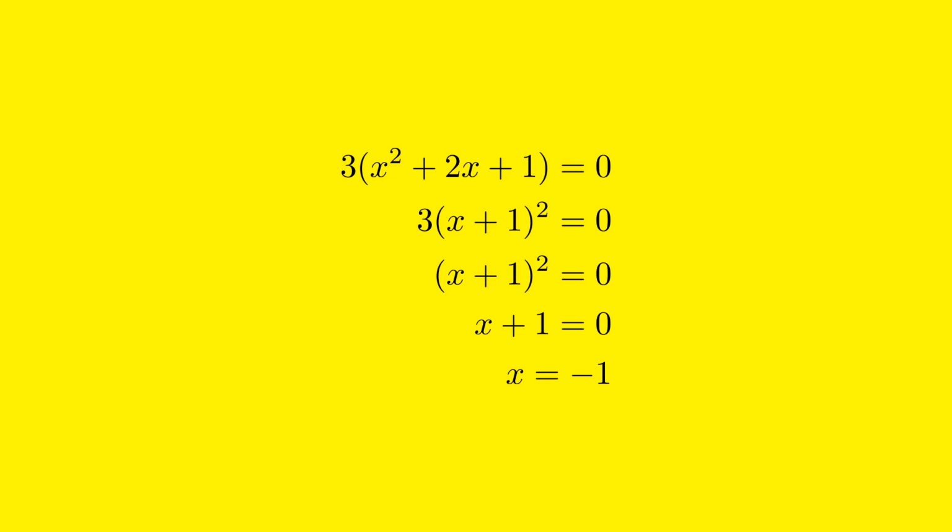Since we are solving for when this expression equals 0, we set 3 times the quantity x plus 1 squared equal to 0. To isolate the variable, first, divide both sides by 3, resulting in x plus 1 squared equals 0. Next, we take the square root of both sides, giving us x plus 1 equals 0. Finally, we subtract 1 from both sides to solve for x, giving us x equals minus 1. This completes the simplification and solution of the quadratic equation.